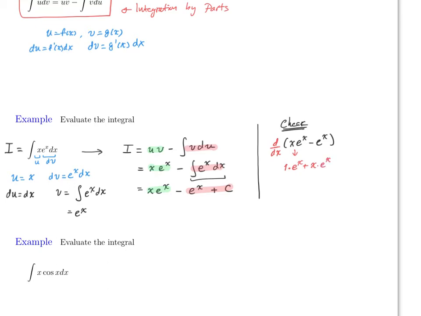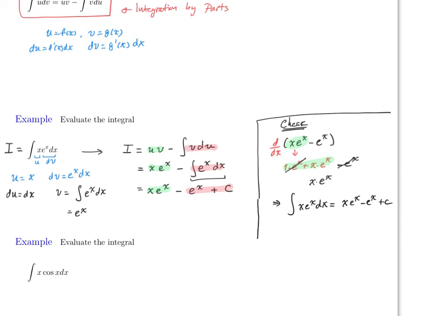So that's the derivative of this part only. This gives you this. And the derivative of e to the x is just e to the x. Notice that these two cancel, and you end up exactly with e to the x, which is what we have here. So therefore, that clearly proves that the integral of x e to the x, or the antiderivative, is x e to the x minus e to the x plus c.